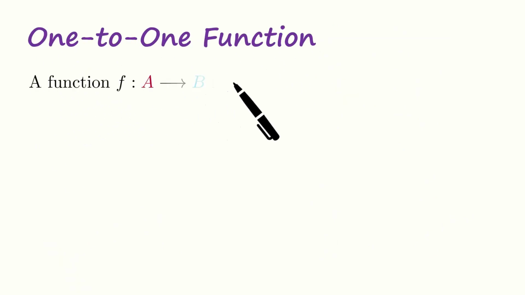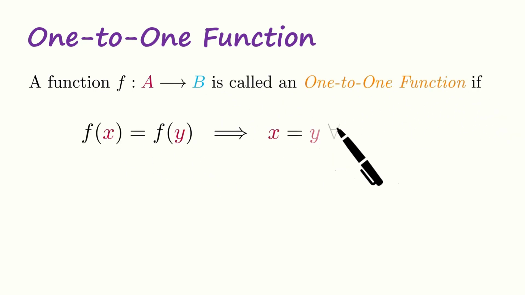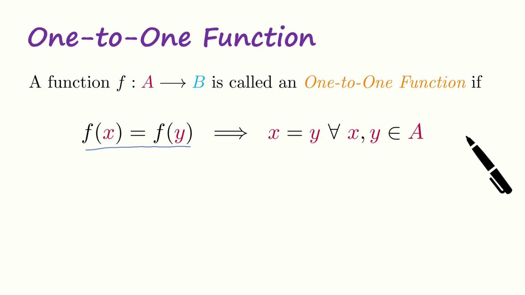Let us see the formal definition of a one-to-one function. A function f is called one-to-one if whenever f of x is equal to f of y, then x and y are the same element. This means that no two elements of the domain map to the same element of the codomain. f of x is equal to f of y implies equality of x and y.